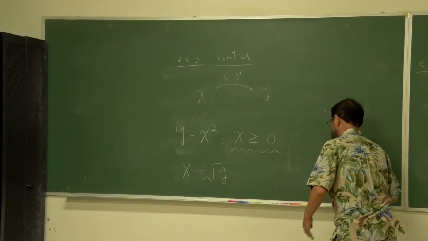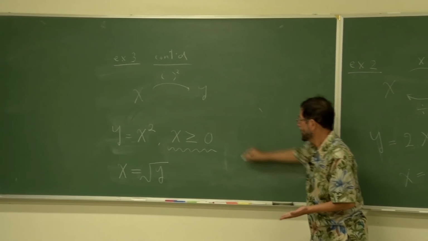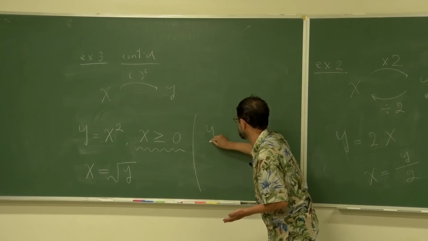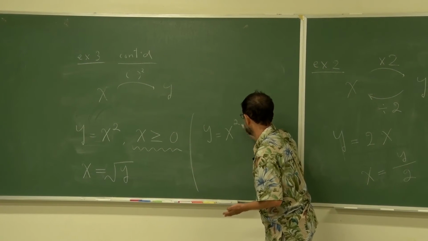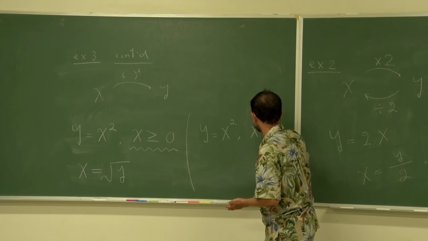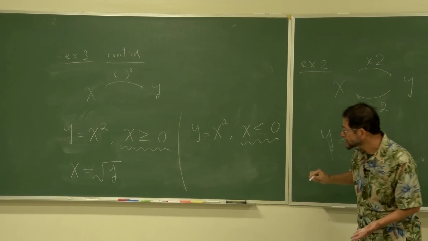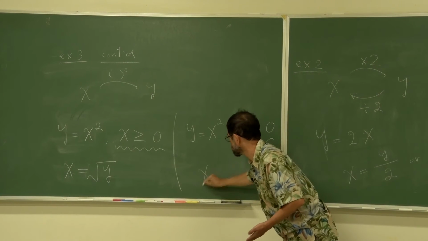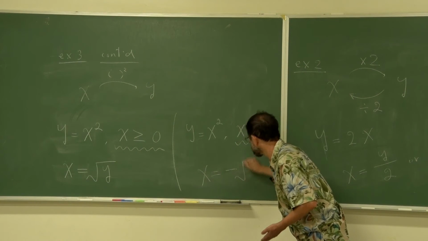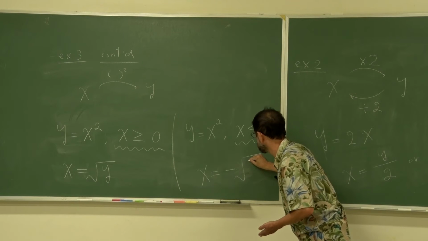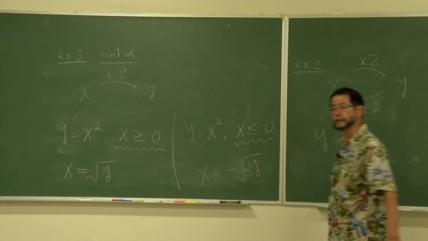And then if I specify y equals x squared together with x is negative or 0, in this case I can solve for x also, but now I have the negative square root of y.